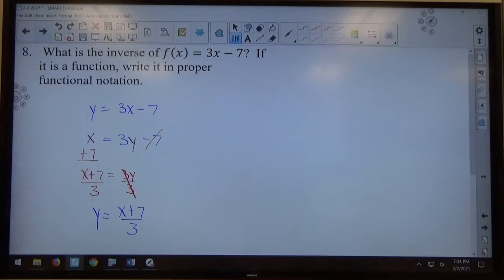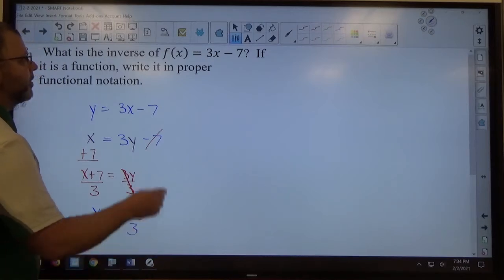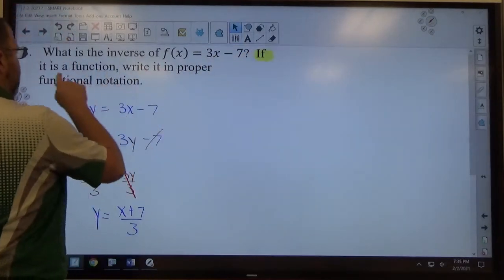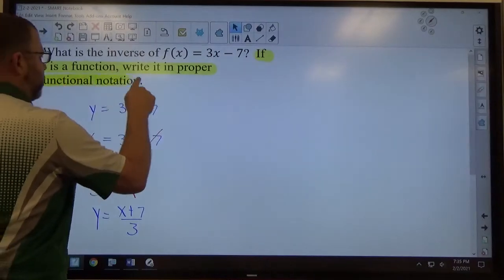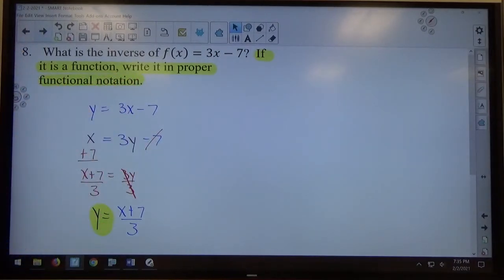Now, our other task is to determine if it's a function. If it is a function, we need to write it in function notation. If it's not a function, we'd leave it in relation notation. So basically, my question here, this second part, if it is a function, write it in proper function notation. Should it say y equals, or should it say f inverse of x equals? So the question is functionality, and again, the function rule is if I put one thing in for x, I get one thing out for y.